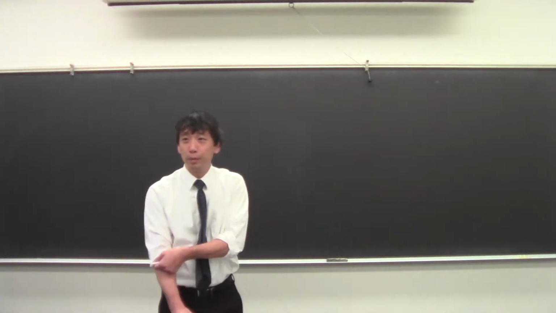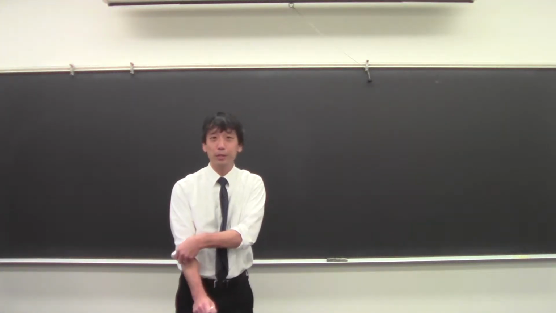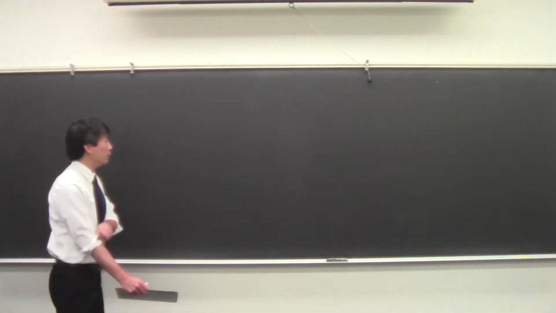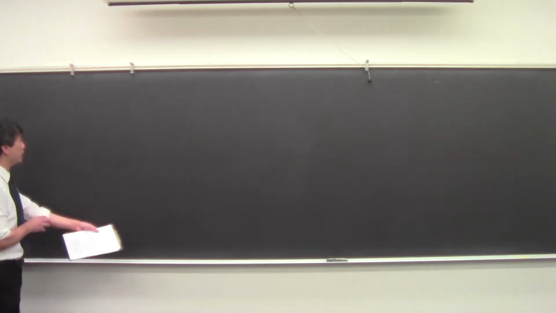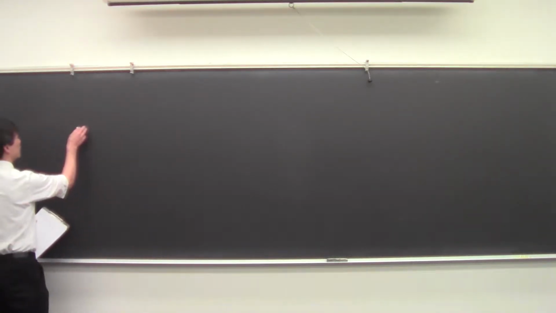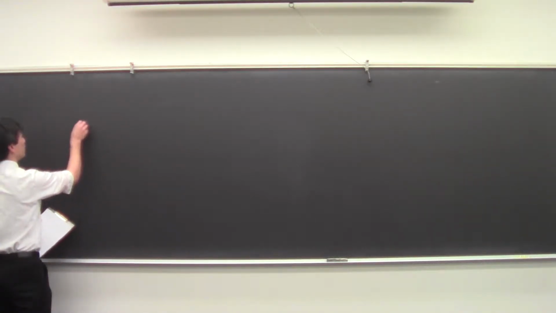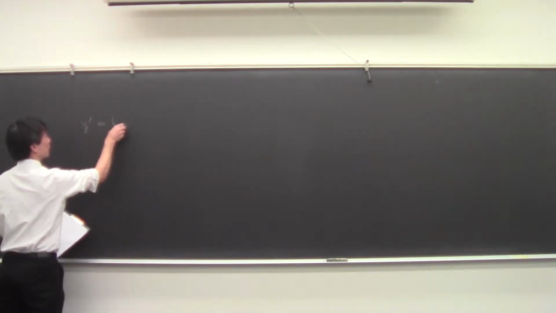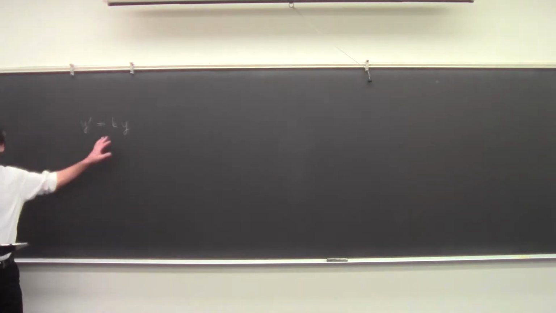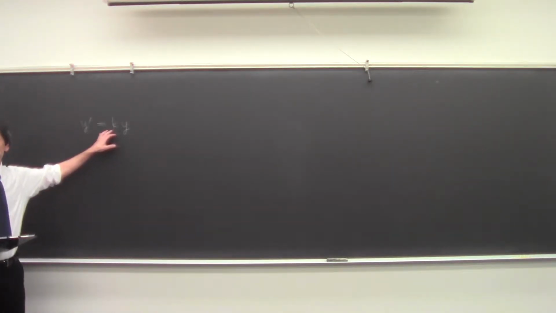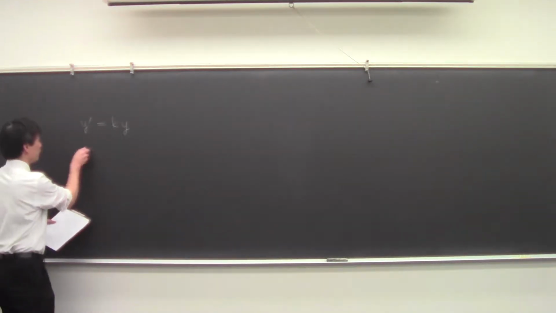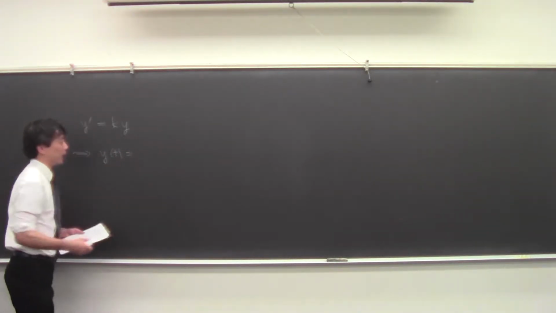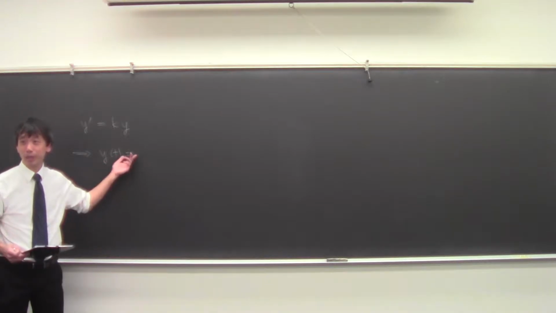Okay, so we were doing differential equations last time, remember? We started off with a very simple differential equation. If you have something where the rate of change is equal to some constant times the function, then it turned out that y had to be a particular kind of function. What did it turn out to be?